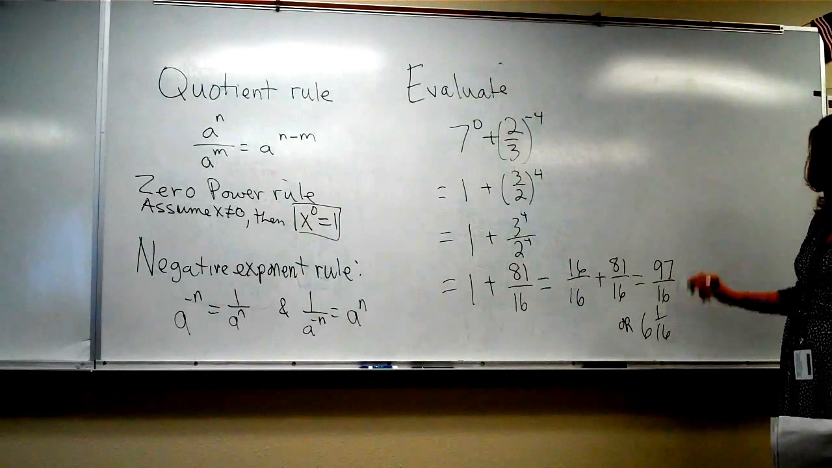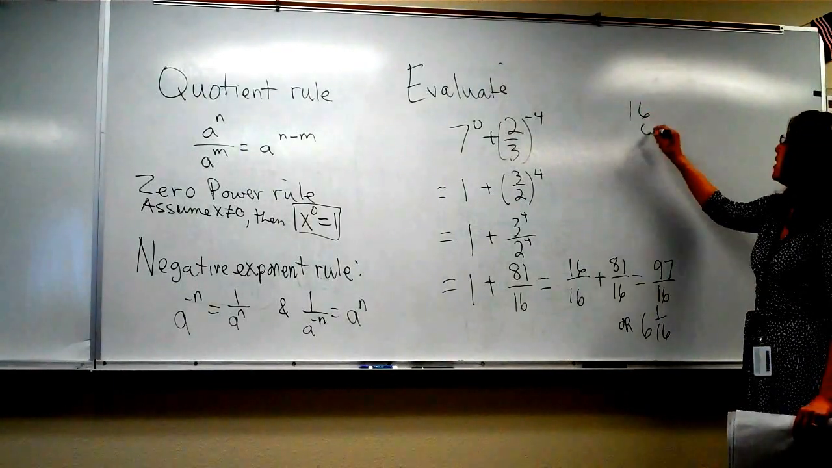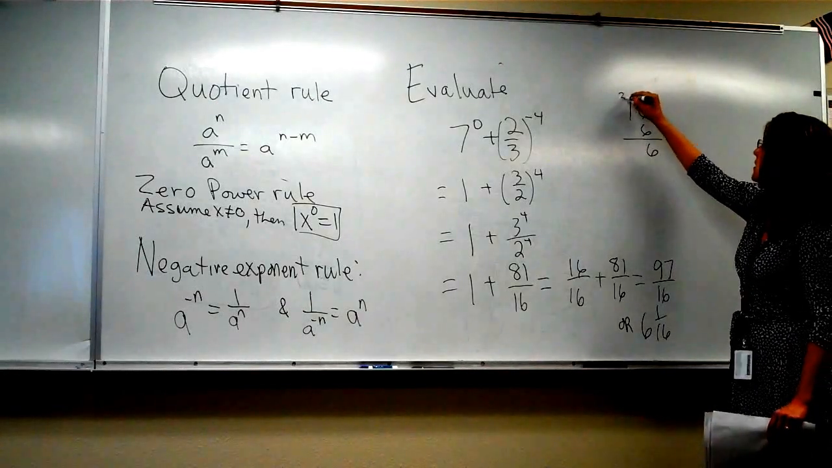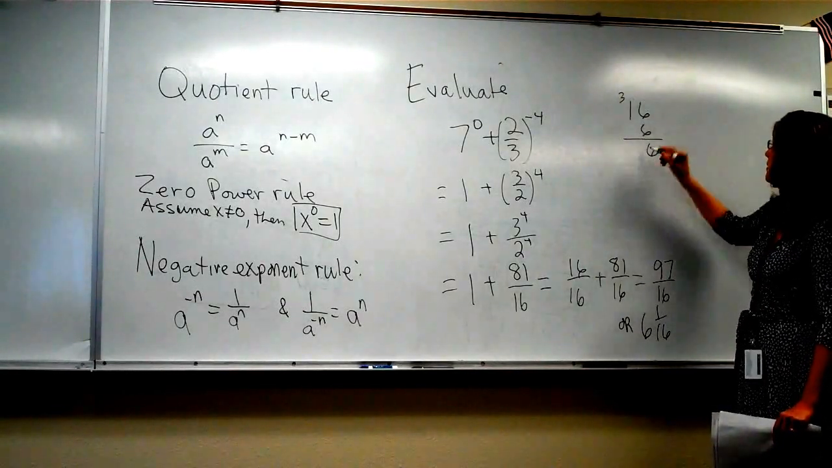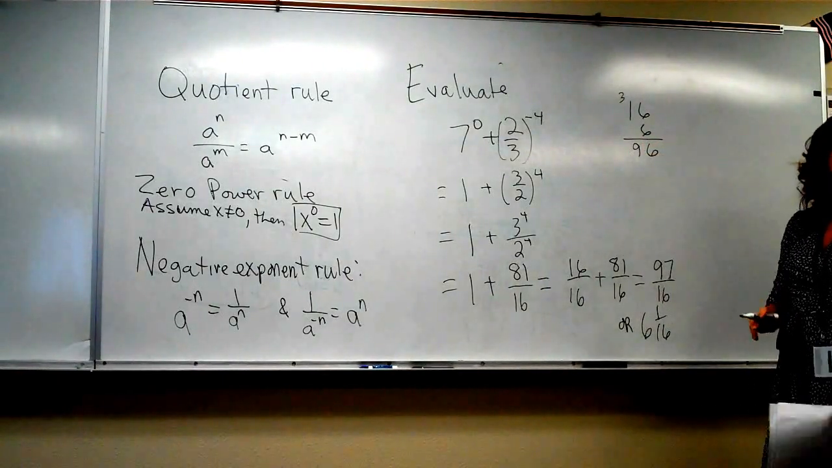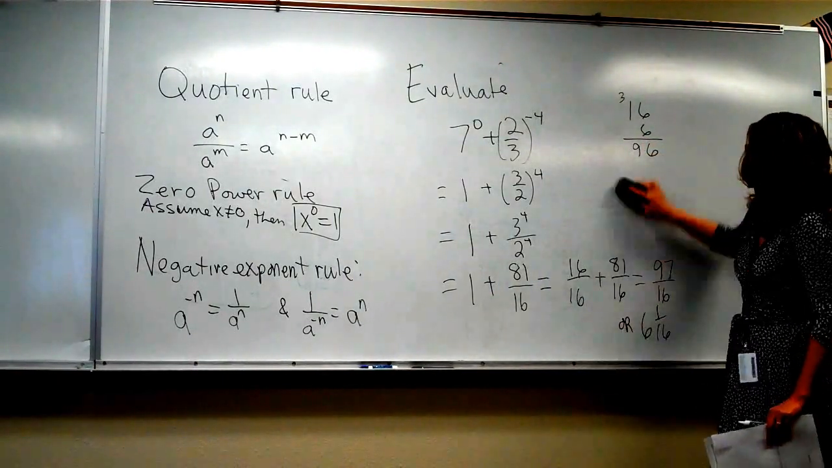16 times 6, well, you might not know that one off the top of your head, so let's just multiply it out. 6 times 6 is 36. Carry your 3. 1 times 6 is 6, plus 3 is 9. 96 plus 1 is 97. So we can see that that must be right.